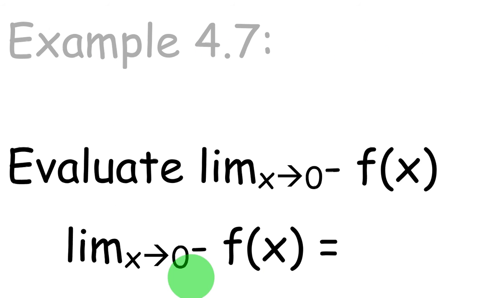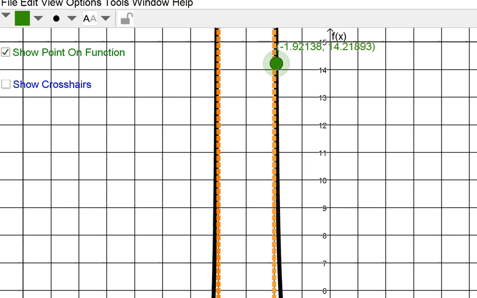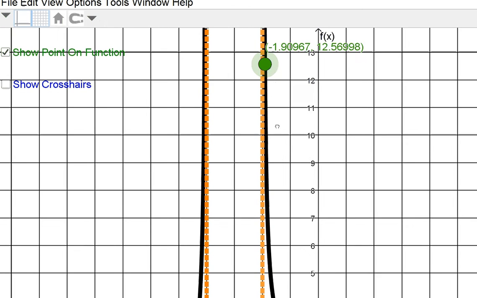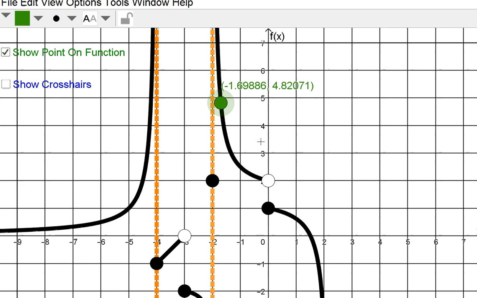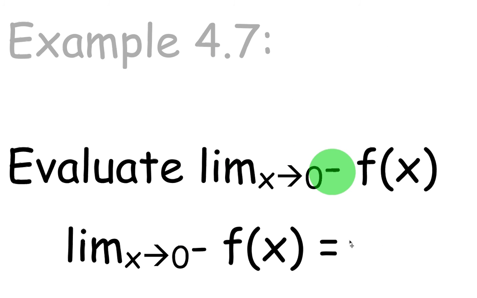Okay, example 4.7. Evaluate the limit as x approaches 0 from the left. All right, so let's drag this bad boy down. And here's x equals 0, this line right here. So we're going to approach x equals 0, and it's not going to get there, right? Because there's a hole. But what's happening to the y value? It's approaching 2, right? You can't see that on the axis labeled, and I apologize for that. It's just the way this program works. But you can see it's right below 3, so it must be 2. So the answer is 2. We have one more.